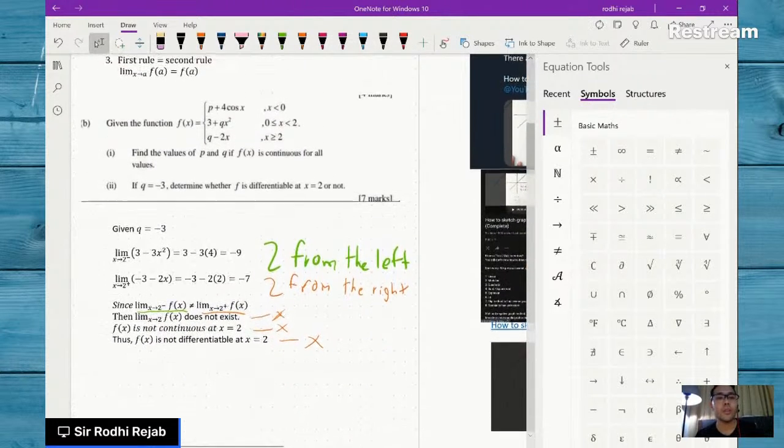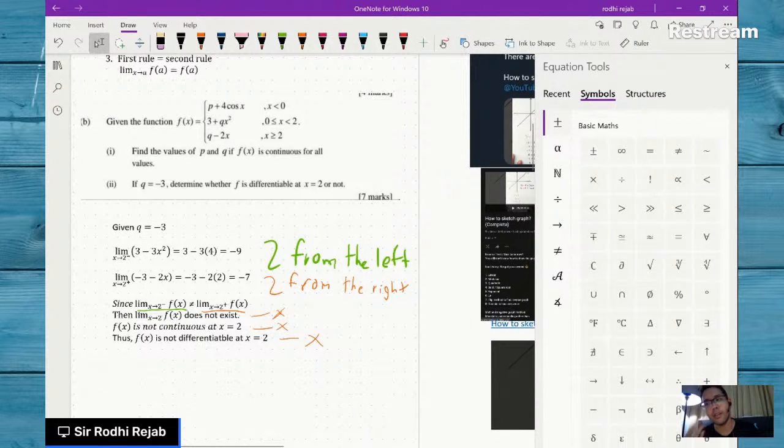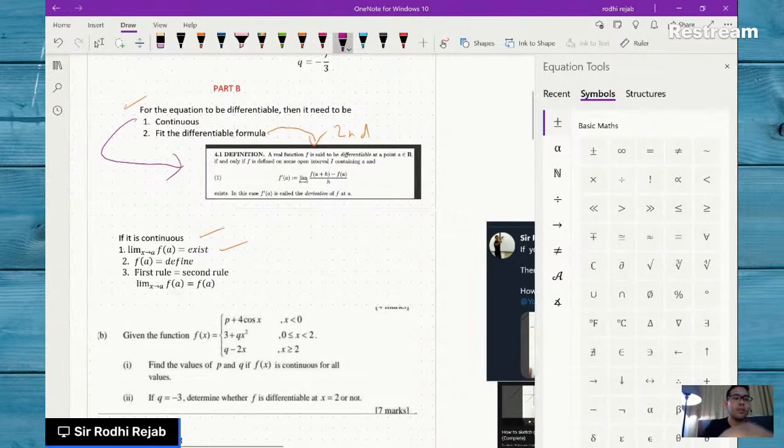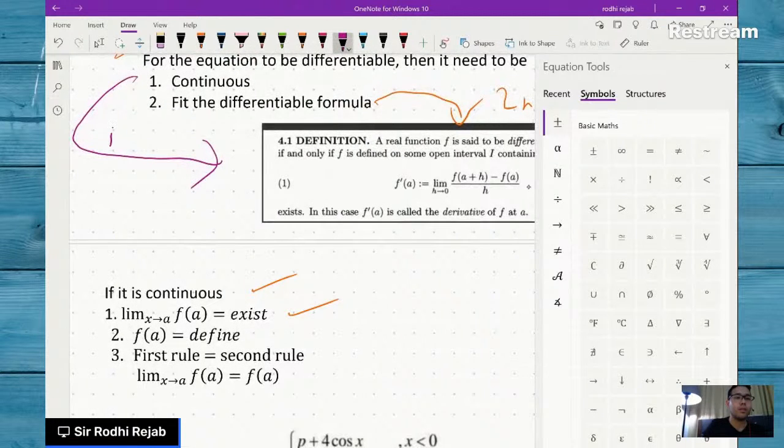Good, quite a good question. Let's say if the limit exists, and let's say it's continuous, then you need to apply the differentiable formula, this one here. If not, apply here. If one is okay, then apply the second.